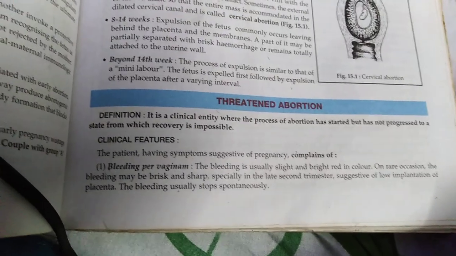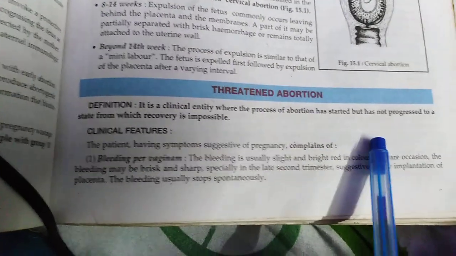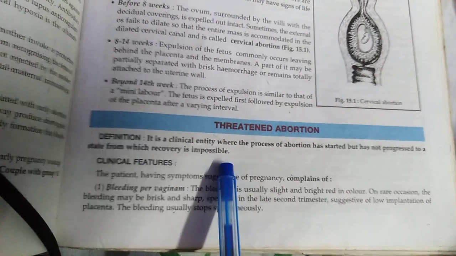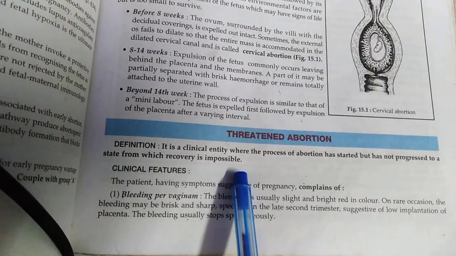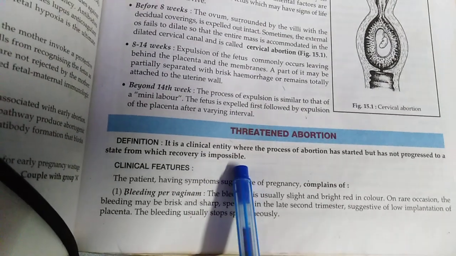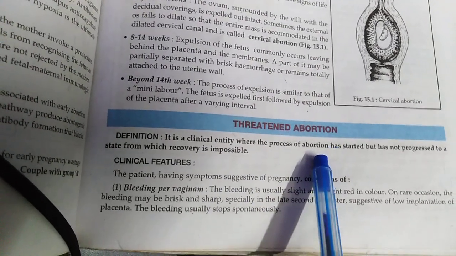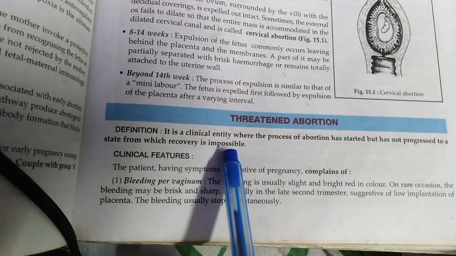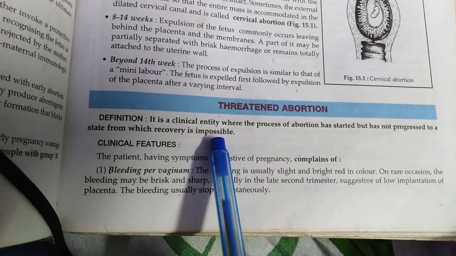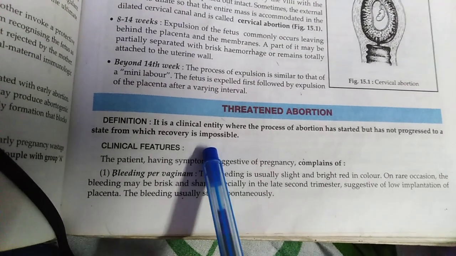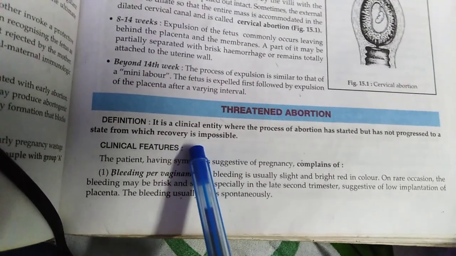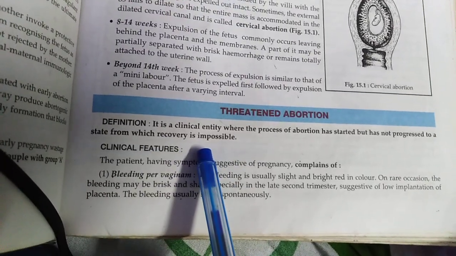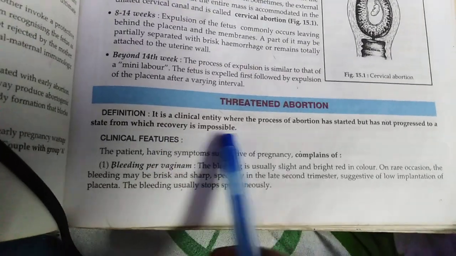It is a clinical entity where the process of abortion has started but has not progressed to a state from which recovery is impossible. So that means recovery is possible. There is a chance for the continuation of pregnancy. That is threatened abortion. Recovery is not impossible, that means it is possible.